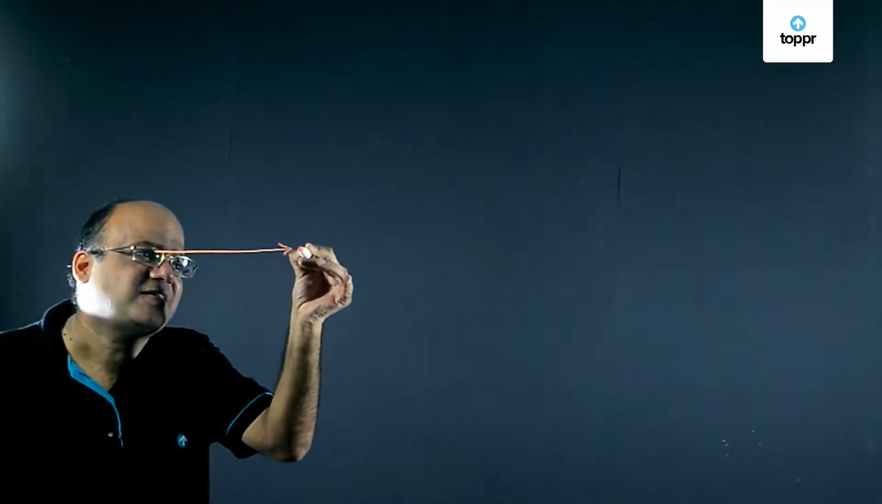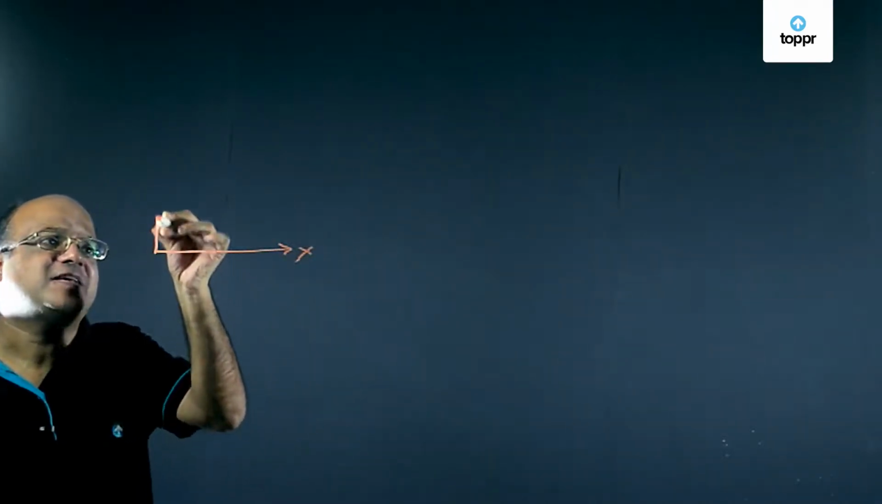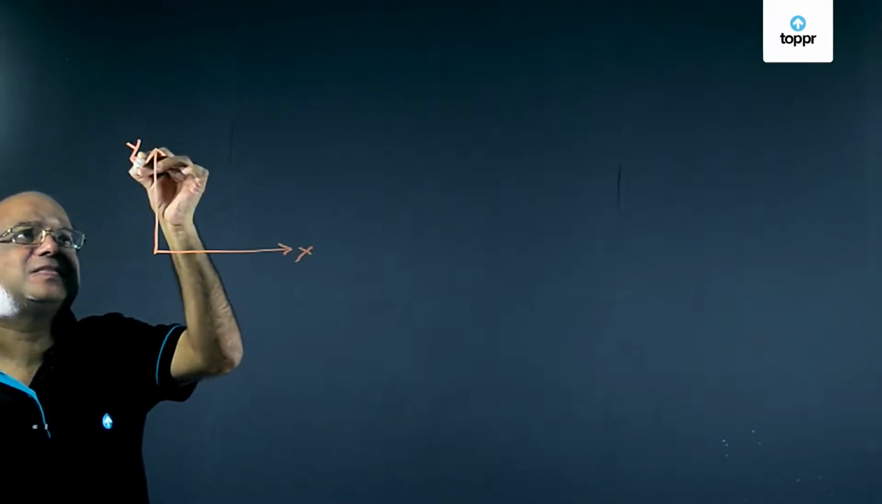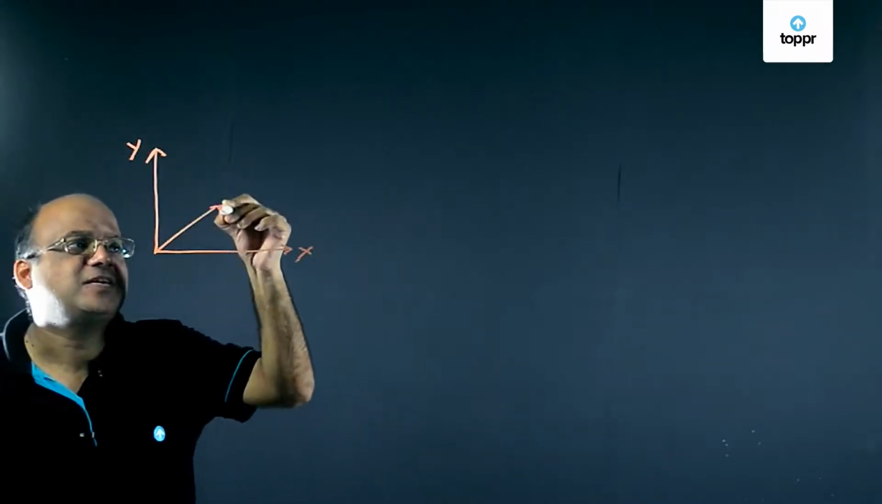Now let us see whether we can rotate a coordinate system. All this while we have been taking this as the x-axis and this as the y-axis, and say this is a vector, A vector.